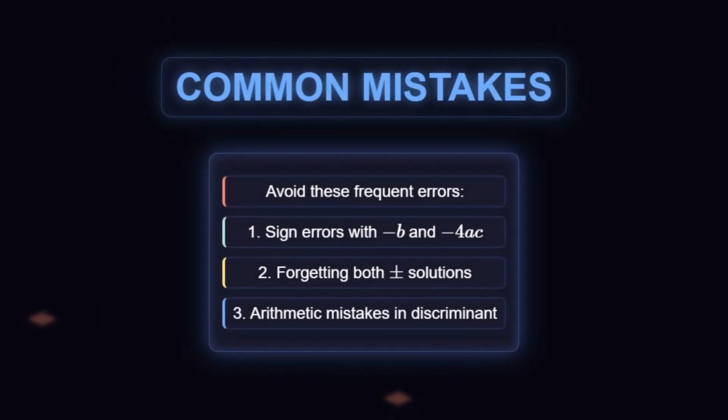Avoid these common mistakes when using the quadratic formula. Pay attention to negative signs, especially with the b term and negative 4ac. Don't forget that the plus or minus symbol gives you 2 solutions. And always double-check your discriminant calculation and arithmetic.